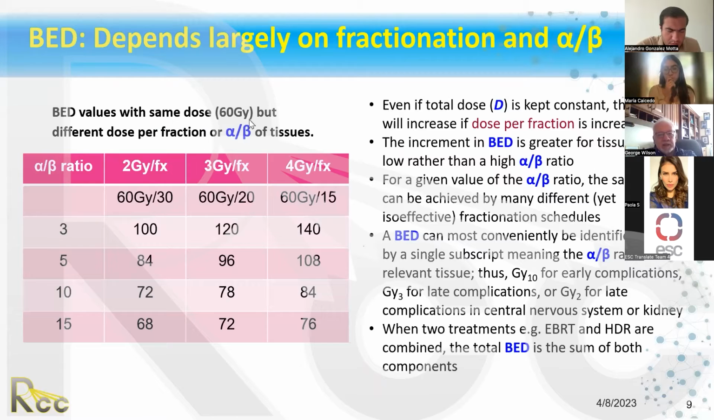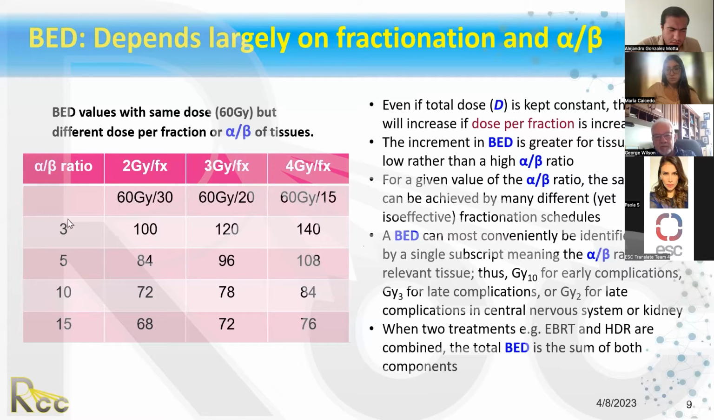And so here we've got BED values for the same dose, 60 gray. We have different alpha beta ratios, 3, 5, 10, 15. So late responding through to early responding in tumors. And then we've got different fraction sizes, 2, 3, and 4 gray. The total dose is the same, 60 gray.